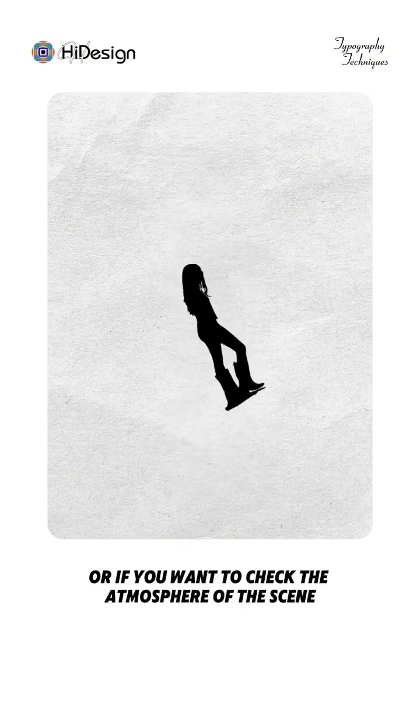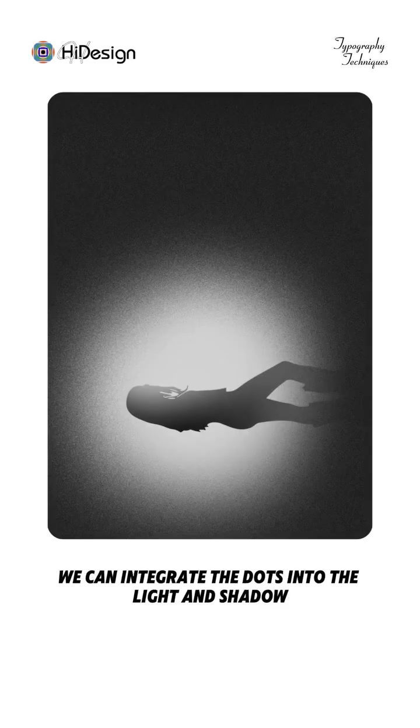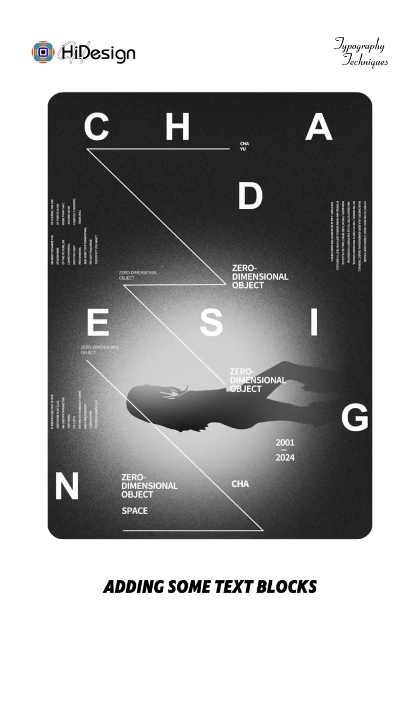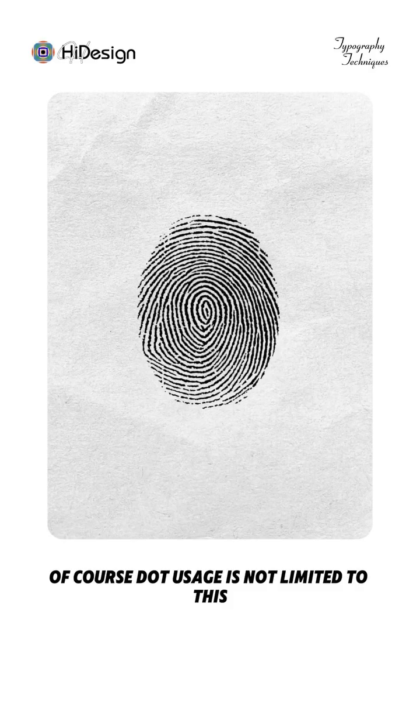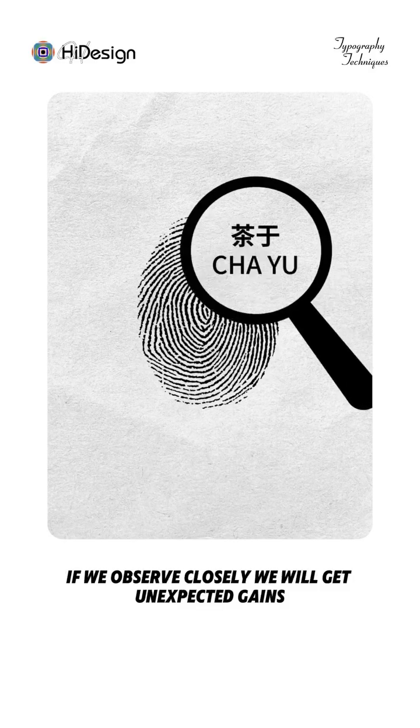Or, if you want to shape the atmosphere of the scene, we can integrate the dots into the light and shadow, adding some text blocks. Won't that achieve your desired effect? Of course, dot usage is not limited to this. If we observe closely, we will get unexpected gains.